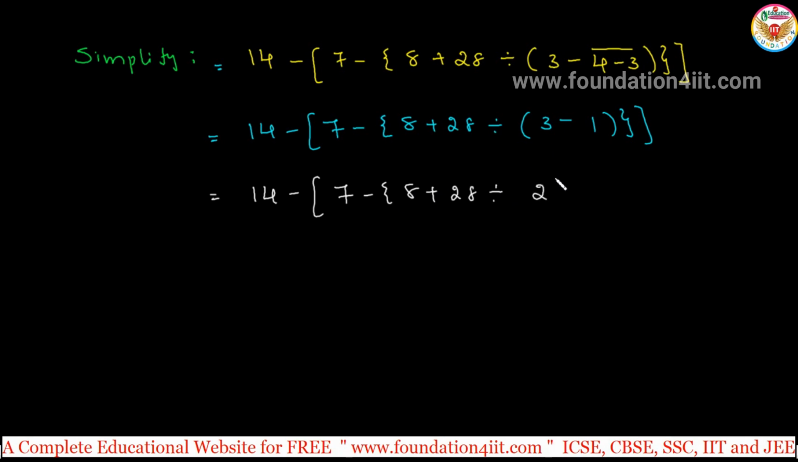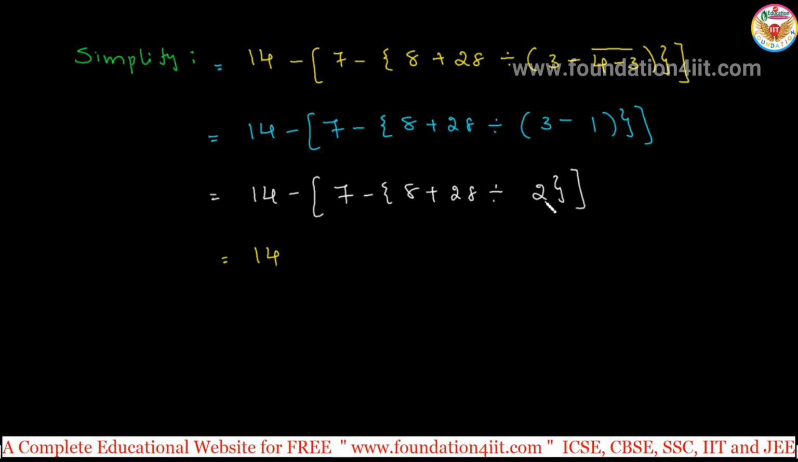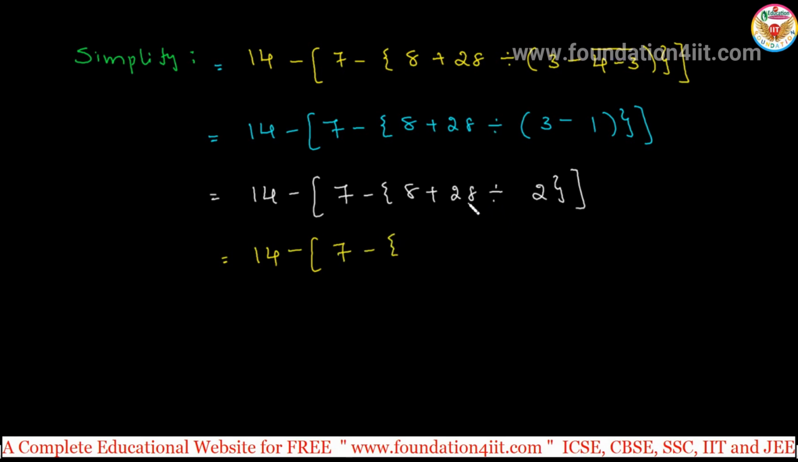Open this small bracket, again curly bracket and square. Right. Next one, 14 minus. Next you can use the division rules. So within this curly bracket, 28 divided by 2, then 8 plus, because as per the BODMAS rule studied in previous classes, first you have to do the brackets, then division, multiplication. So you have to do the division first. So that means 7 minus, first this value, 28 divided by 2, 14. So 8 plus 14, this.